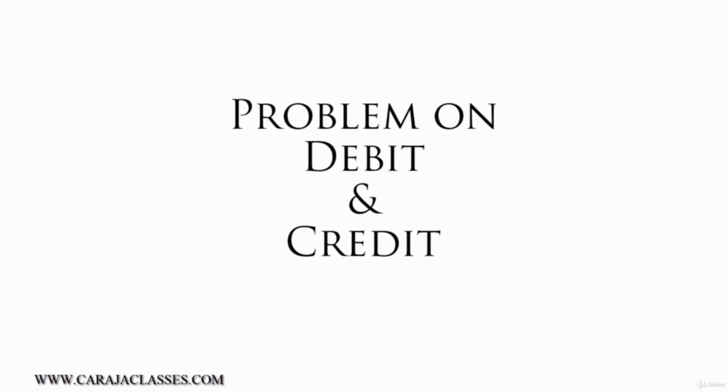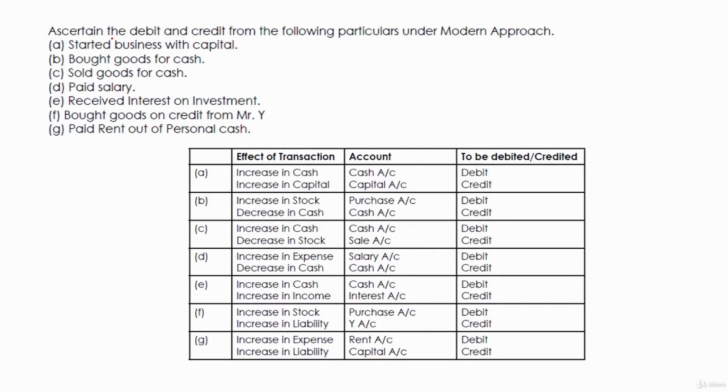Let's take some problems to understand debits and credits. We have to ascertain the debit and credit from the following particulars under the modern approach. Started business with capital. When you start a business with capital, what is happening? Cash is coming in on one side. On the other side, capital is also increasing.